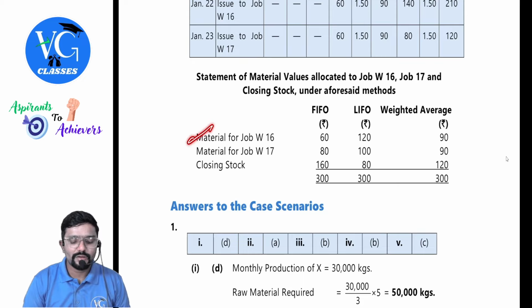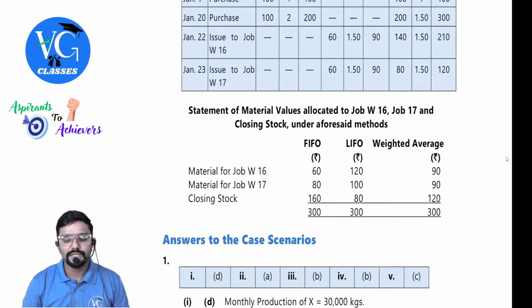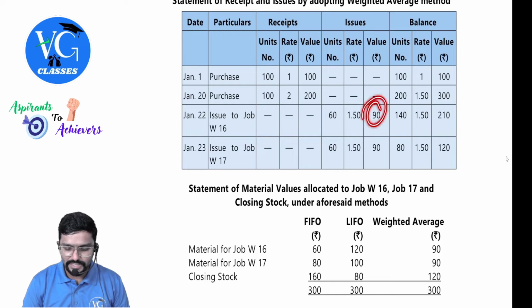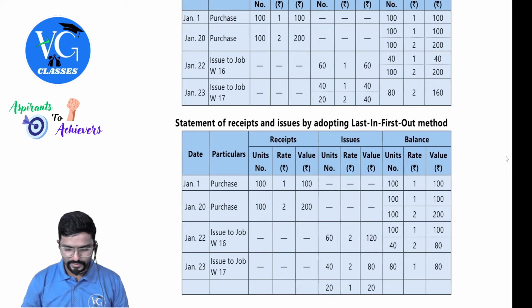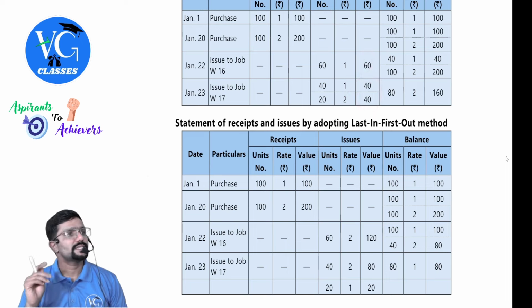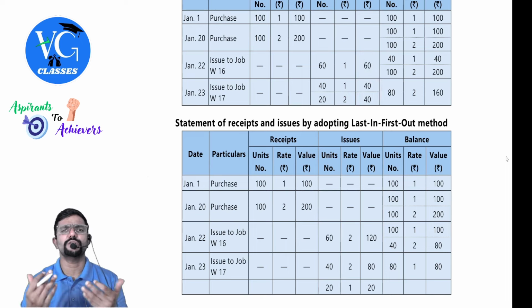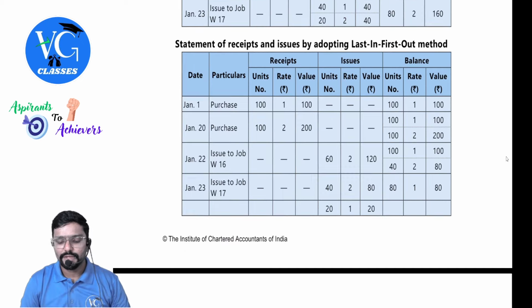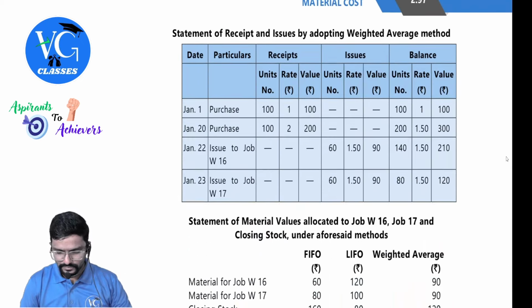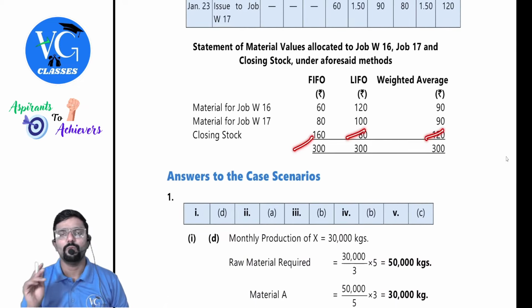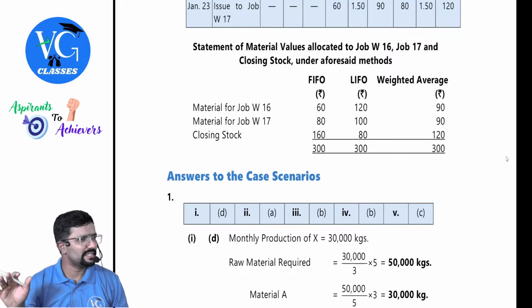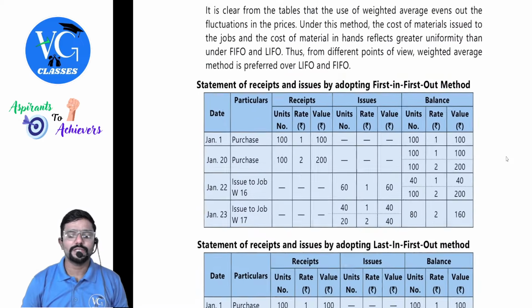Sir, what is the material cost for job 16 and 17? You have to just take this 90, 90, and for the other methods it would be 120, 80, and 60, 80. That is nothing but the cost of material issued to respective jobs, guys. Then closing stock would be 160, 80, and 120, guys. Yes, sir. This is just a comparison table. They have given some explanation also. What is it? We will see.